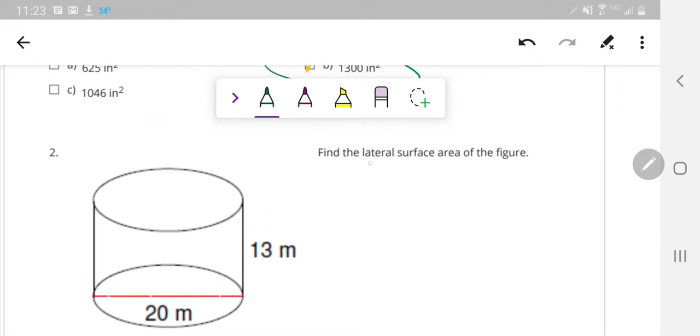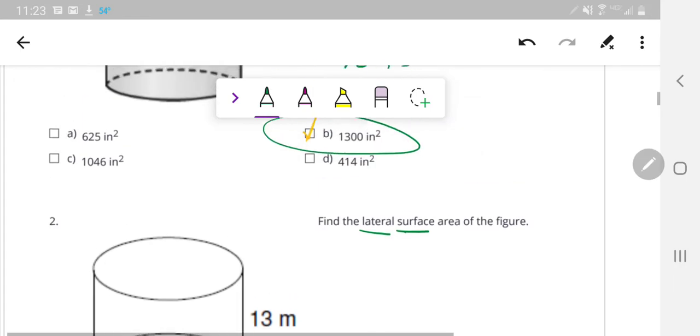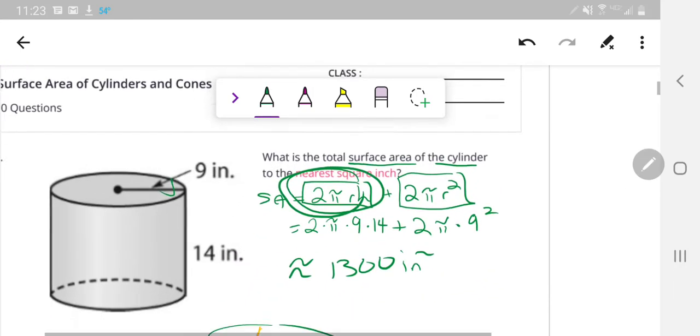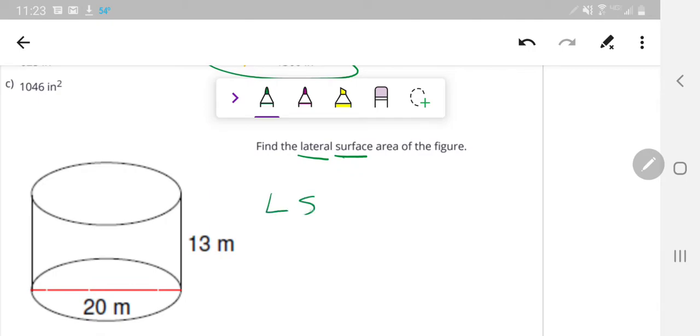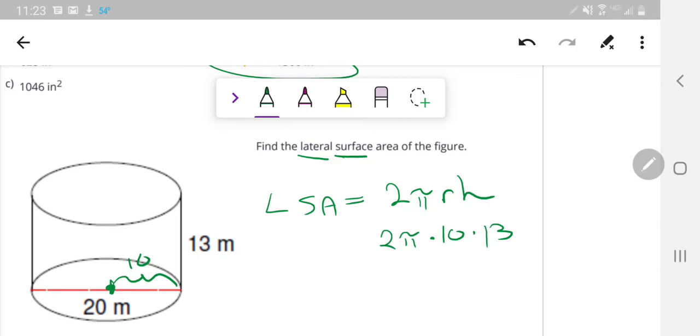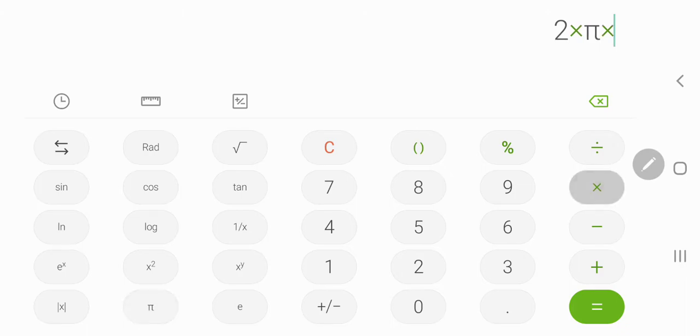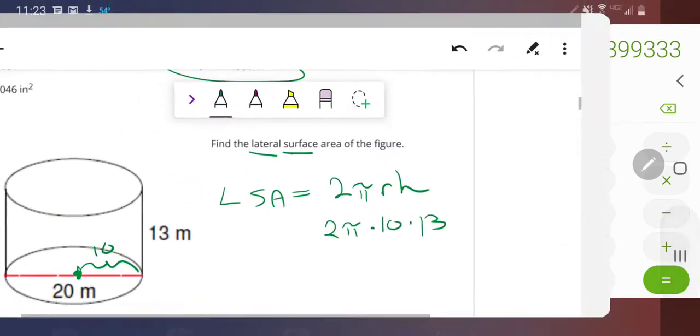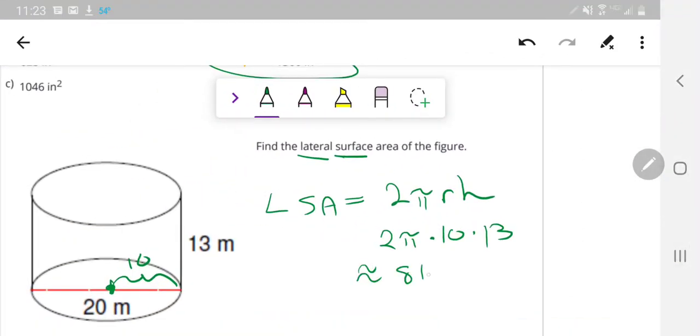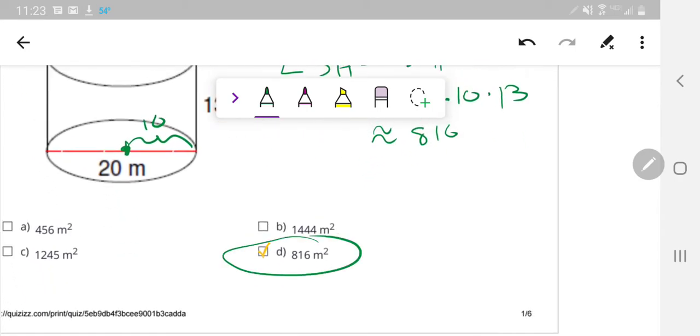Okay, got to read carefully. Lateral surface area, not the whole surface area. So in our formula, we only need that part. So lateral surface area is going to be 2 pi r h. And in this case, we got to cut that in half because the radius is 10. So let's go 2 times pi times 10 times 13. And let's calculate that. Clear. 2 times pi times 10 times 13, and that gives us approximately 816. And ooh, nice, we got that answer right there.